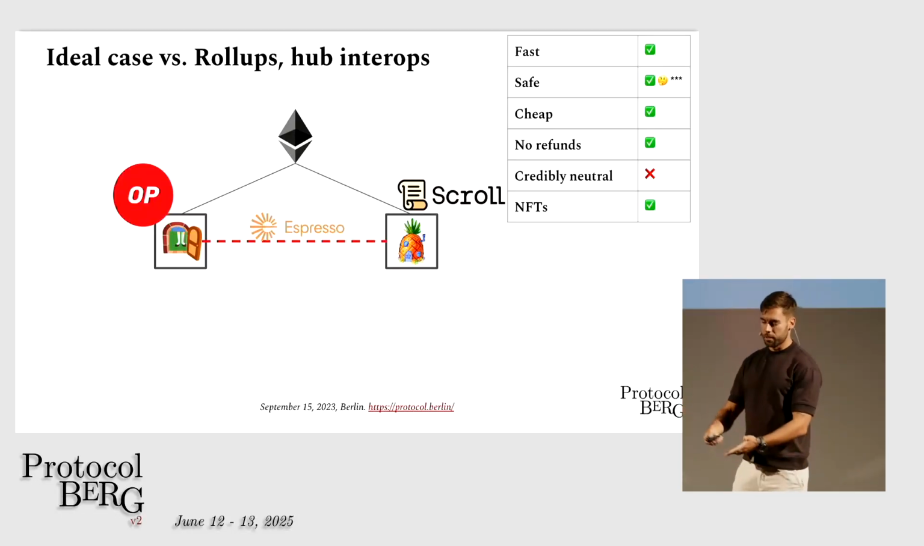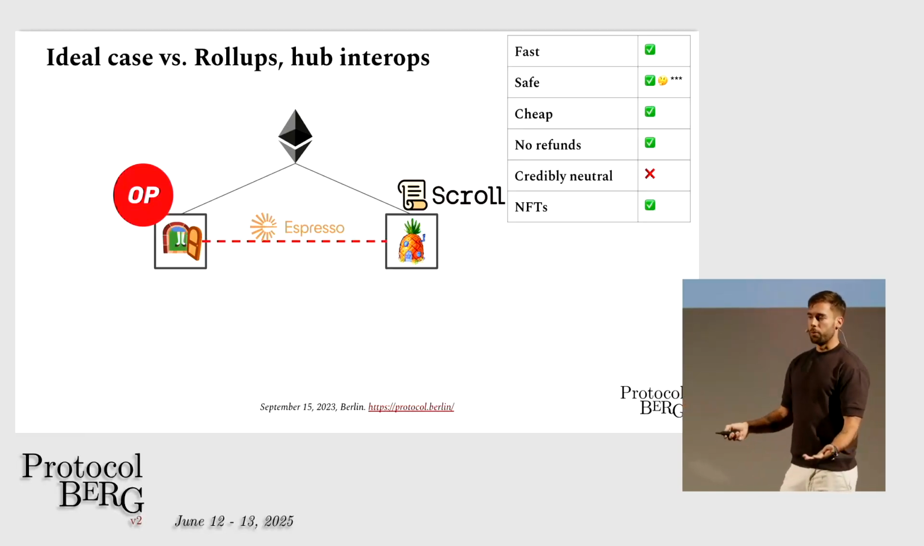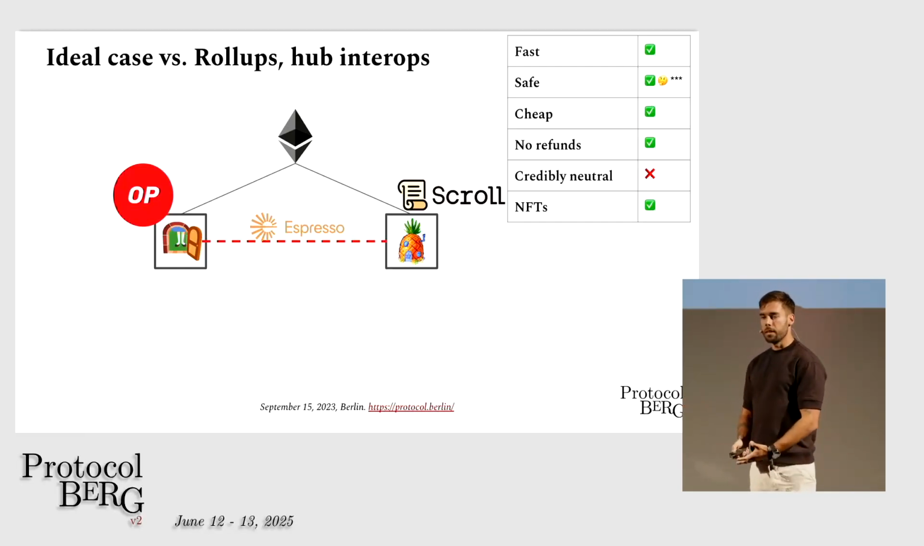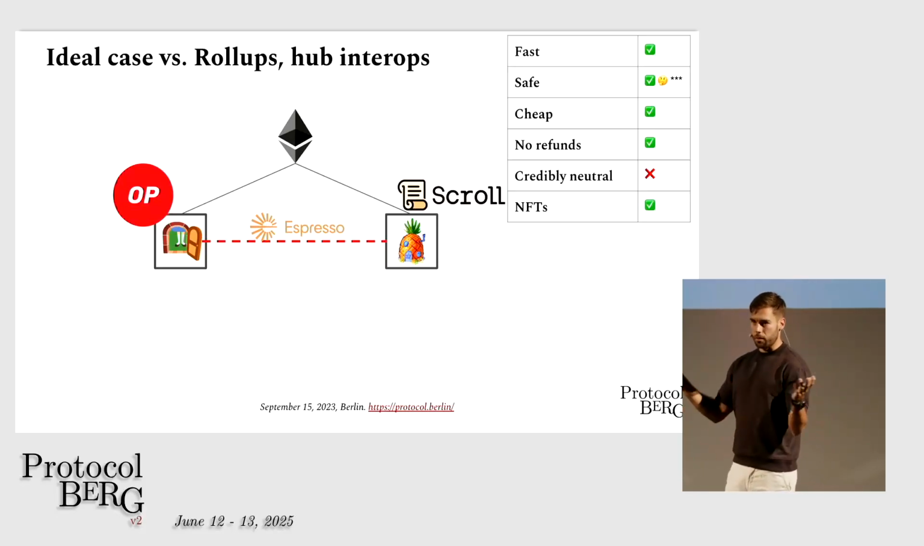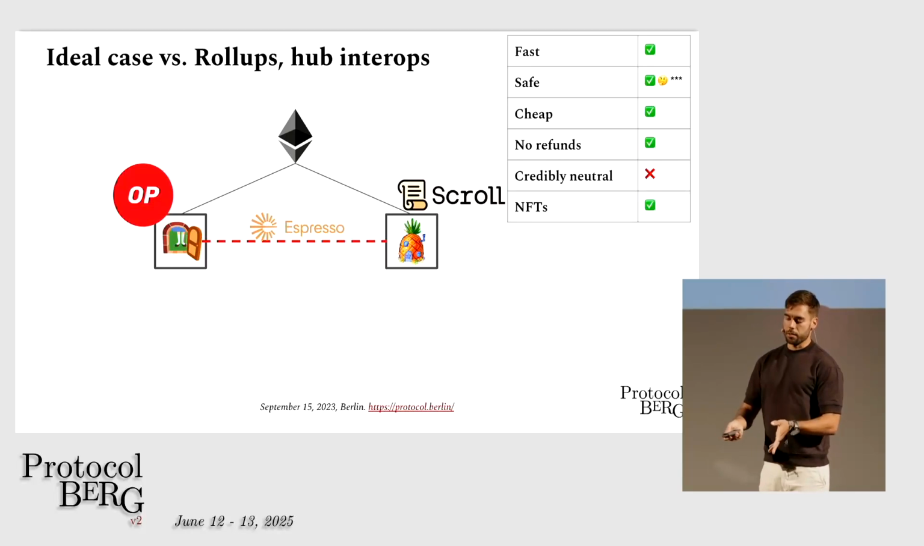Something else they can do is say, hey, let's just choose someone, and we're both going to give up some of our autonomy just for the benefit of having faster interrupts and common safety assumptions that scale well. An example could be Espresso as a common hub to do interrupts. And we go back to a little bit of what was happening when things were at Scroll only.